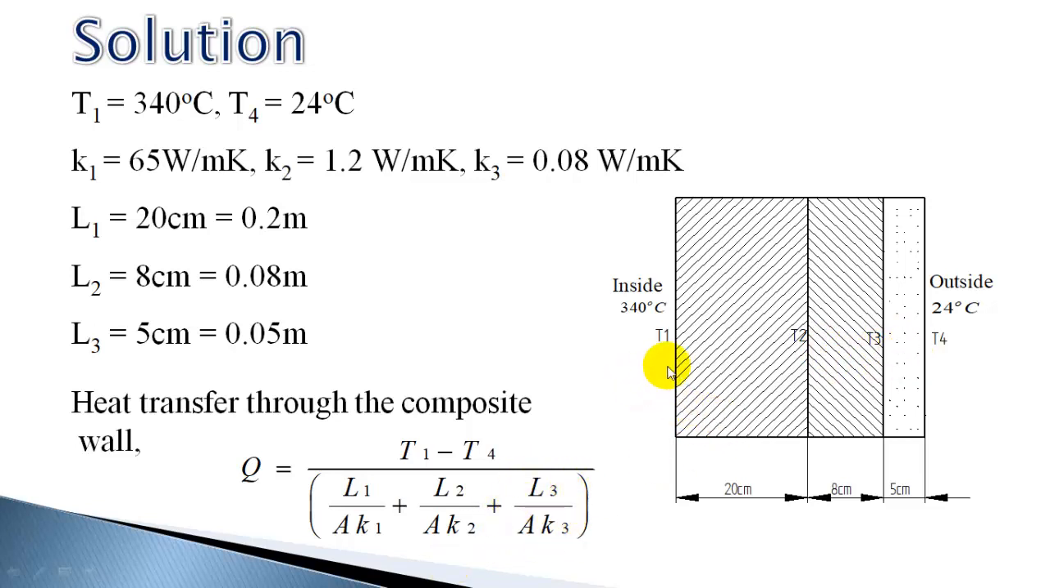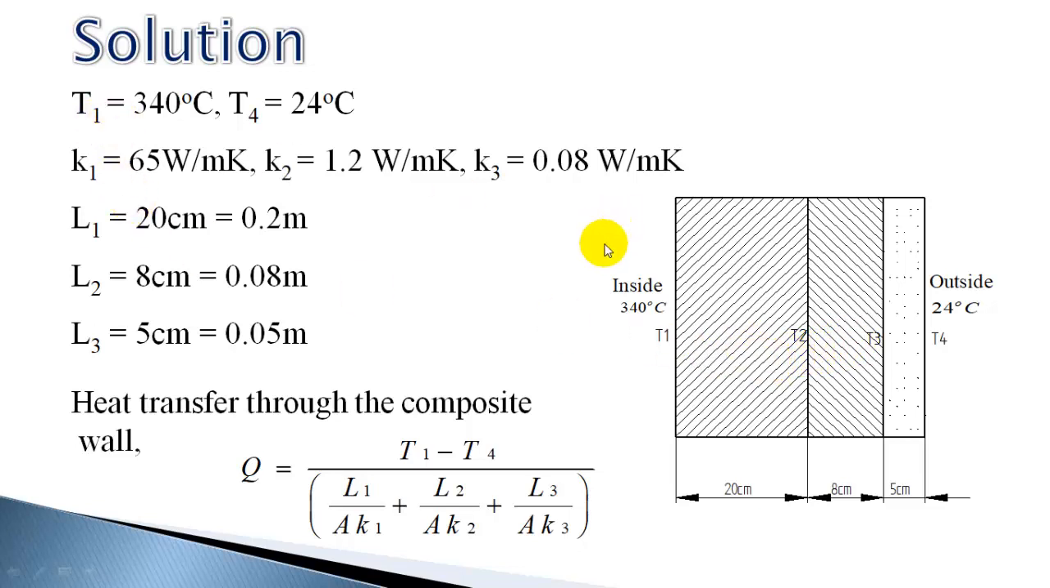You can draw the heat flow circuit: T1, T2, T3, T4, with L1 by AK1, L2 by AK2, L3 by AK3. So if you want these two points to be taken, temperature difference between those two points, add the thermal resistance of the three materials. That will give the heat flow. So for only two materials, T1 minus T3 divided by L1 by AK1 plus L2 by AK2 will give heat flow.